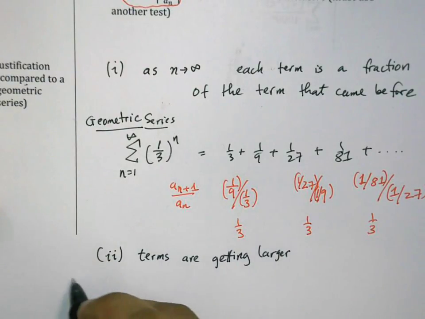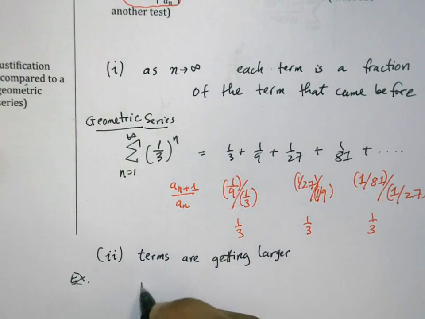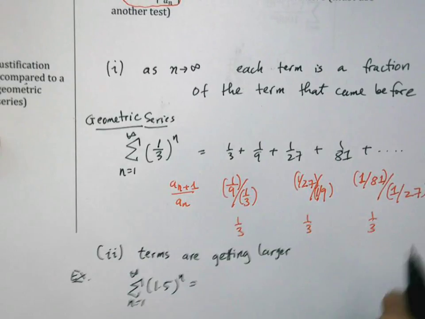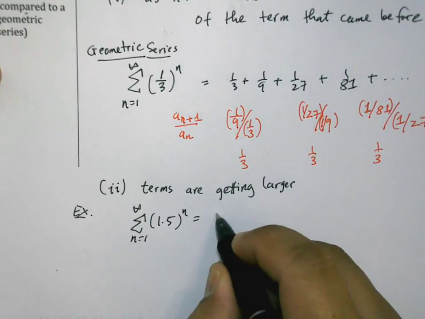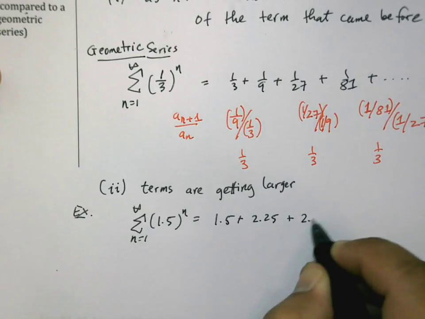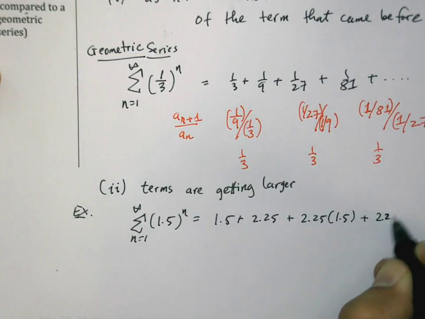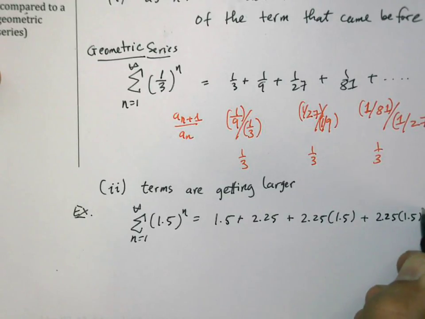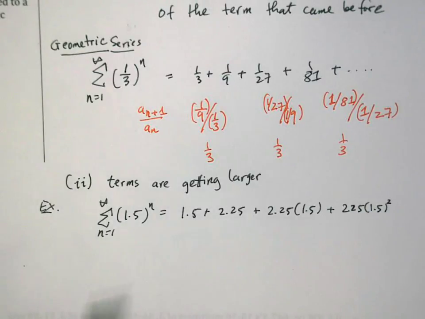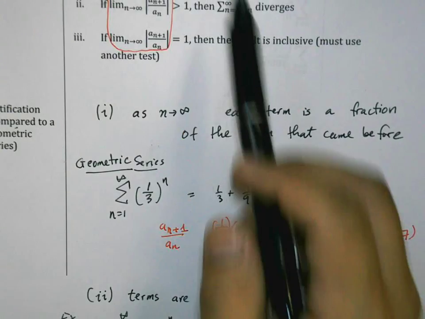Okay, so an example that we can compare it to the geometric series is, what if I have 1.5 to the nth? Well, if we list out all these terms, then we end up with 1.5 plus 2.25 plus 2.25 times 1.5 plus 2.25 times 1.5 squared. Okay? So each of these terms are getting larger and larger. That's effectively what statement 2 is saying.